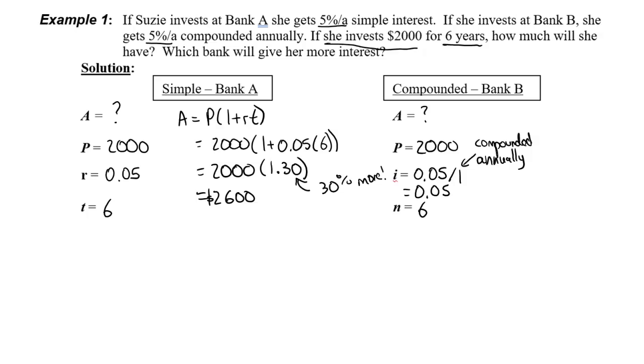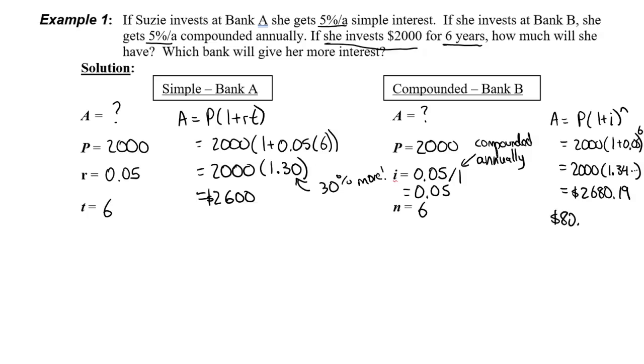If we use the compound interest situation now, A equals P times 1 plus I to the power of N, that power is a big deal, especially over long periods of time. Here, it doesn't make a huge difference. When we sub those values in, we go ahead and calculate that, and we find that it's 2,000 that gets multiplied by a number of 1.3400. It has some decimal places after that. So keep those extra decimal places, sub them in, and you get $2,680.19. Not a big difference, but after 6 years, having $80 more is something.